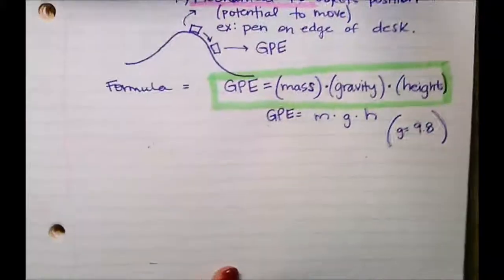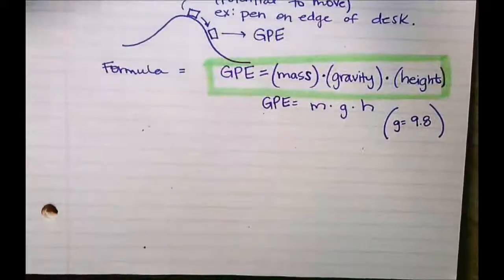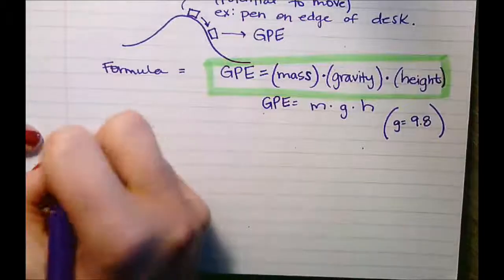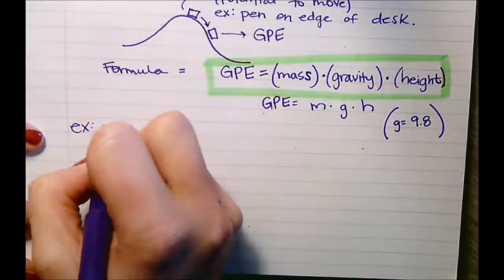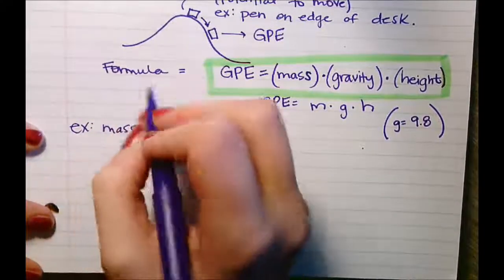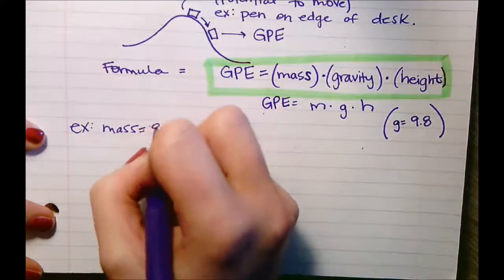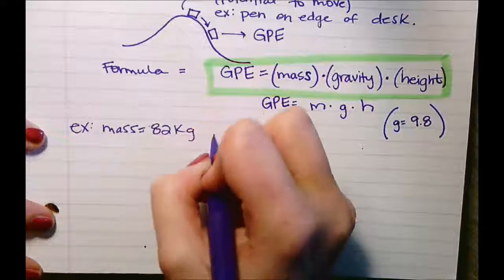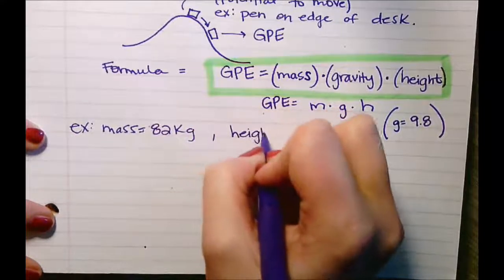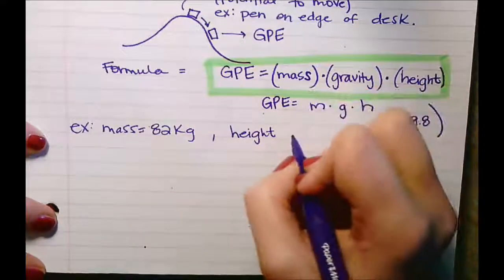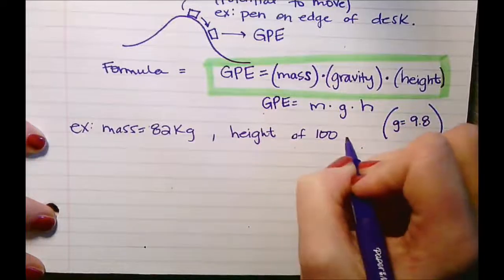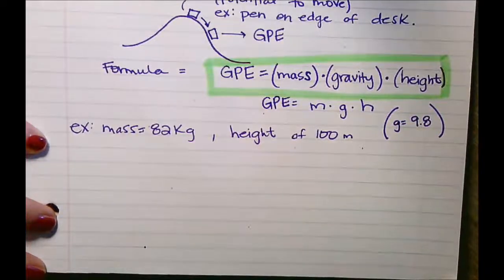So I'm going to work through one problem like I did for kinetic. So if my example has a mass falling from the height, so the mass I'm going to say is 82 kilograms, and it's falling from a height of 100 meters, let's say, we could calculate that.